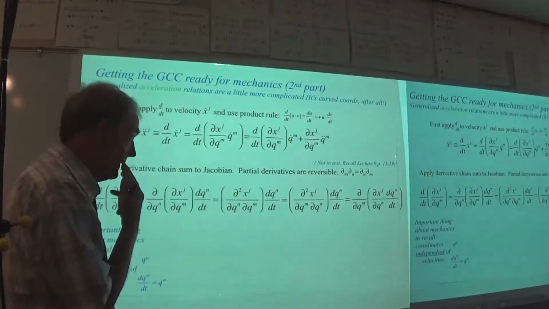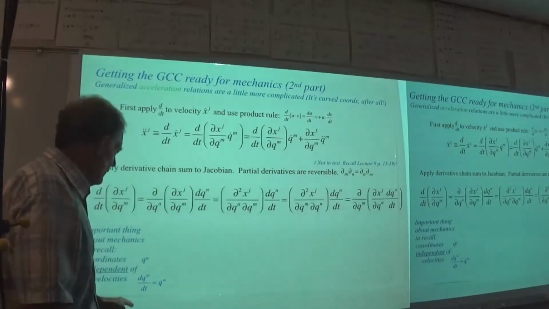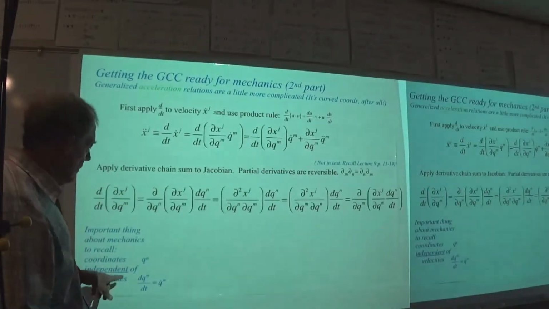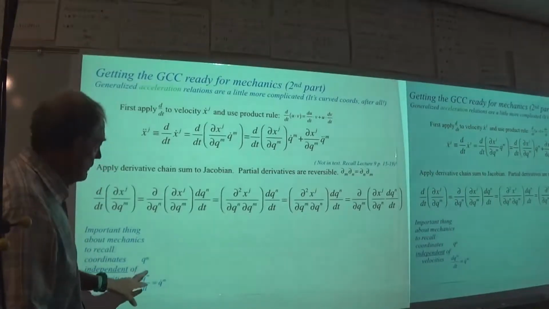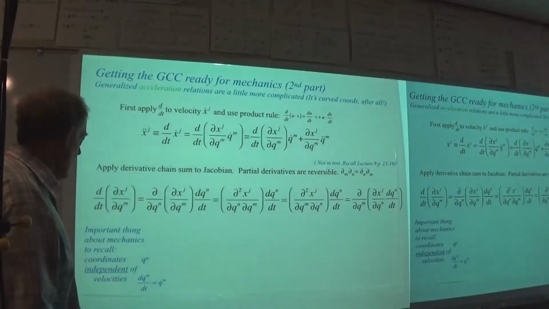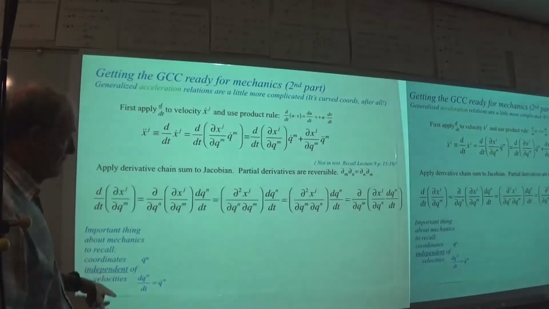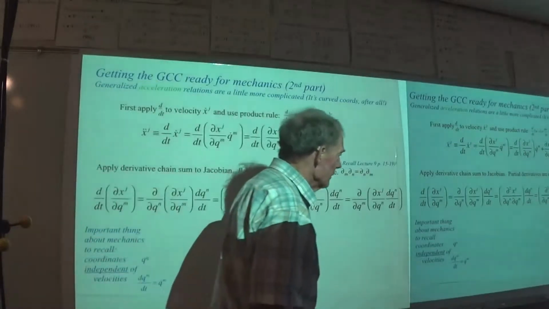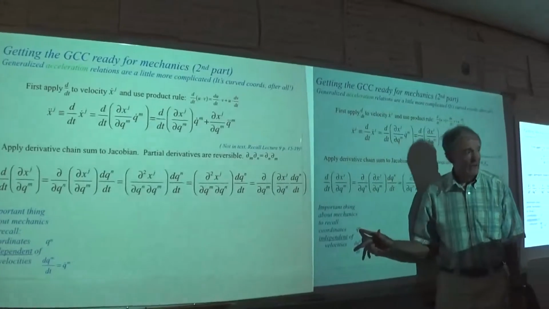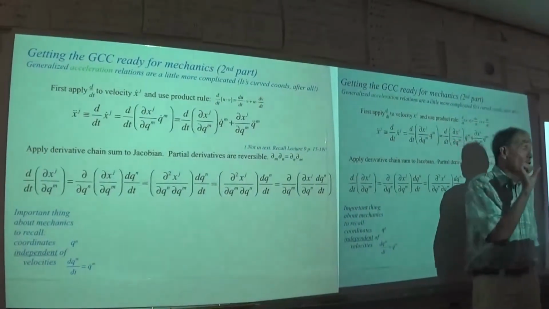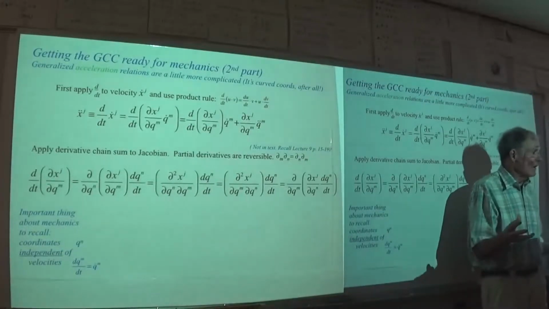Now, one of the things that you might worry about is, do I have to also include the dependency of the velocity here? I mean, that is the time derivative of the coordinate. Is that going to mess me up? And the answer is no, it isn't. These are independent variables. That's the key thing here. The important thing about mechanics is that the coordinates and the derivatives of the coordinates, which we call the coordinate velocities, are independent variables in mechanics.